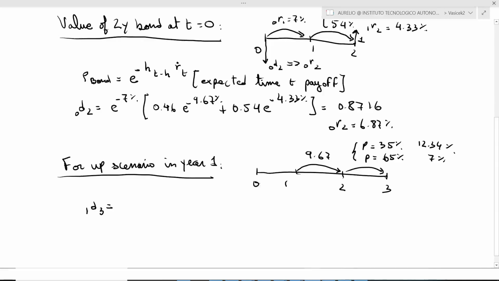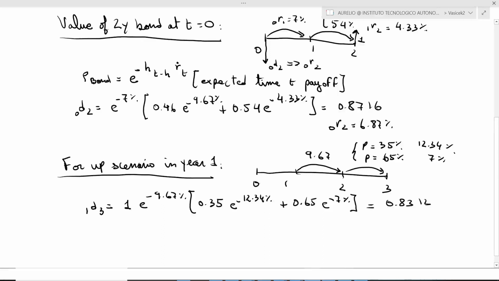So this is going to be equal to, we take our dollar, we discount it at the 9.67% rate, and then we multiply this by the expected value of what's going to happen between year 2 and 3. And this is going to be equal to 0.8312, which means that 1R3 in the up scenario is going to be equal to 9.25%.